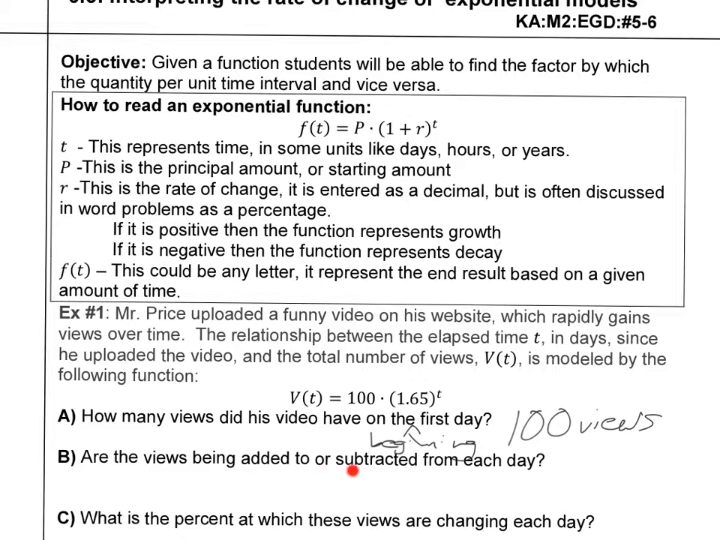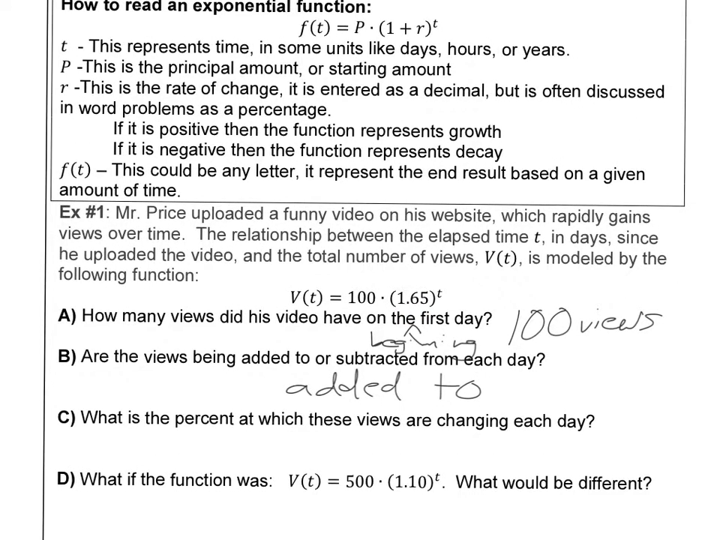All right, are the views being added to or subtracted from each day? Well, it says that it's rapidly gaining views, so we could say it's being added to, because it's growing. It's not getting smaller. Remember, if it was getting smaller, this number here would be less than 1, because the r value would be negative, and we would be doing 1 minus some decimal instead of 1 plus a decimal like we did here.